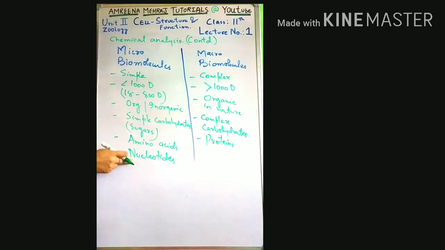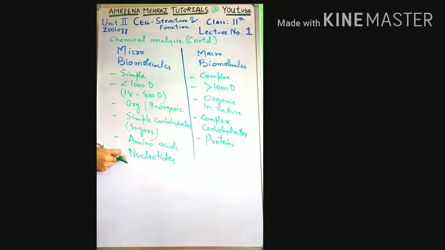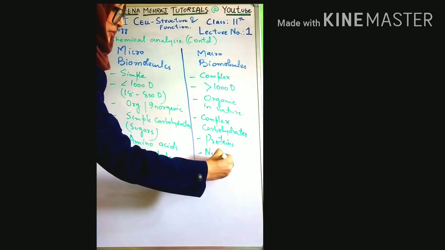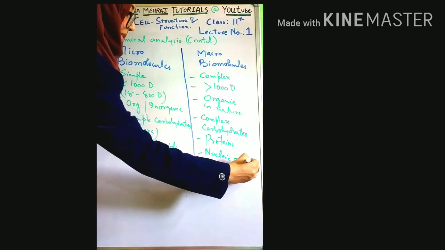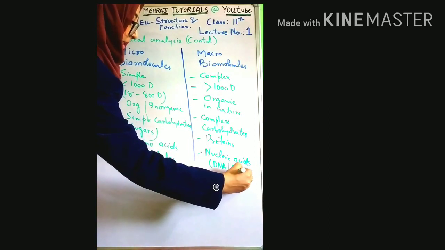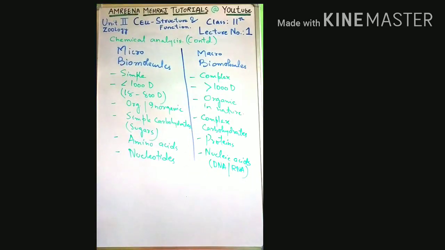You might know about nucleotides. Like amino acids are the building blocks for proteins, nucleotides are the building blocks for your DNA and RNA. So nucleotides fall under microbiomolecules. When you chain them together, you'll get long chains of nucleic acids. That is DNA and RNA. These nucleic acids then form the macrobiomolecules.